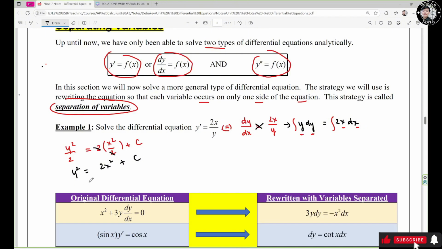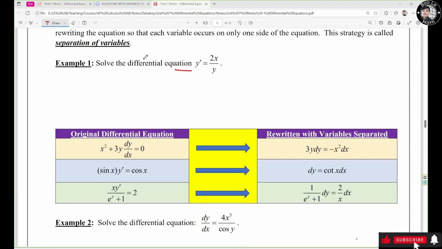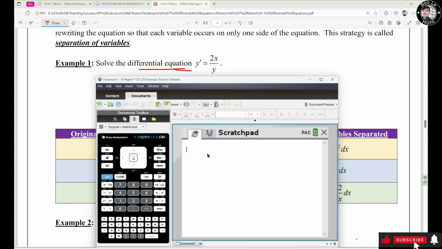Now take the square root of both sides, so y equals plus and minus the square root of 2s squared plus c. This one is the final answer, right? Now we're going to use the calculator to check our work. So you're going to bring up the calculator, hit calculate.